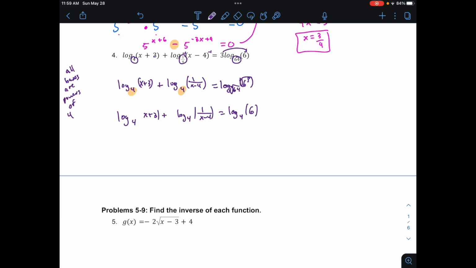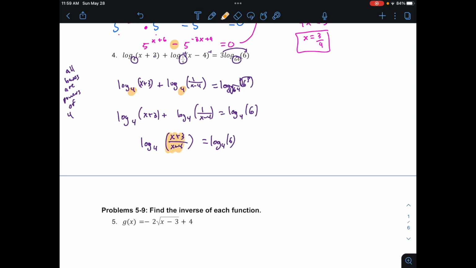All right. Now I'm going to use my rule where if I'm adding two logarithms, I can multiply their insides, the product rule of logarithms. So I can say log base 4 of x plus 3 times 1 over x minus 4, which is the same thing as x plus 3 over x minus 4, equals log base 4 of 6.